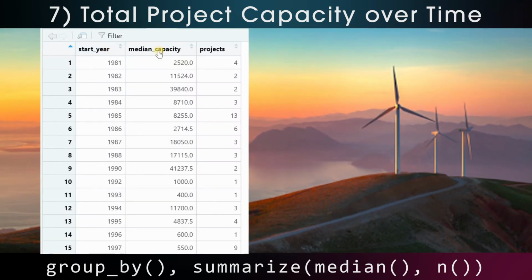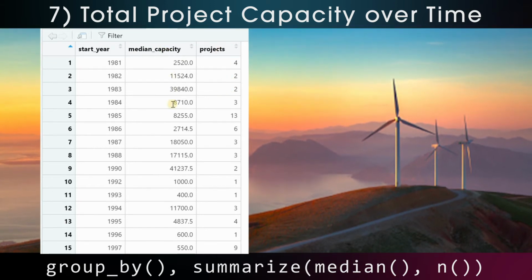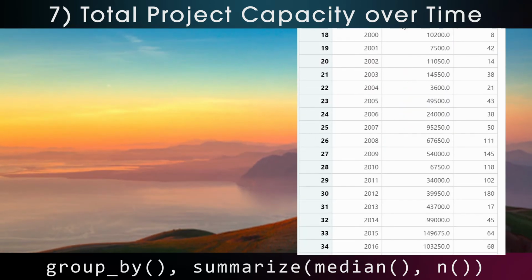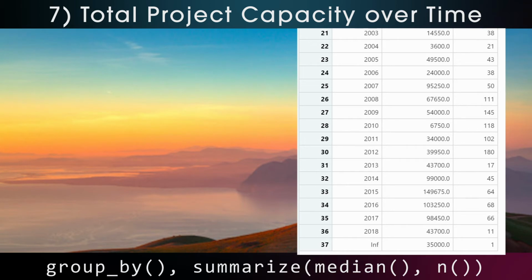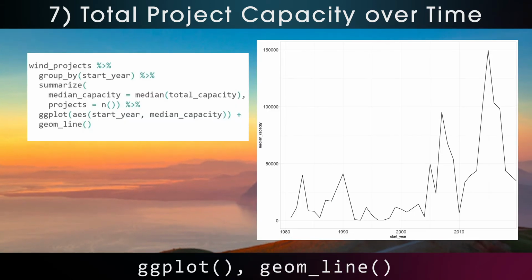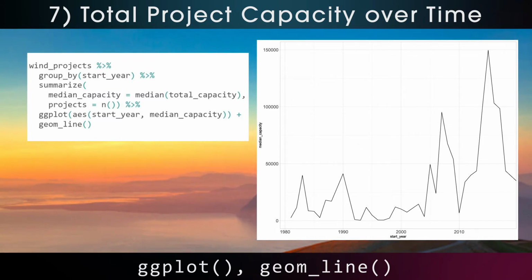In the 80s and 90s we rarely had more than a handful of projects created, with a median capacity of roughly 5,000 to 10,000. Then in the 2000s dozens of projects got built with median capacities ranging from 10 to 50,000 kilowatts. Visually we can summarize this with a line plot. Here we see the ever increasing median project capacity over time.